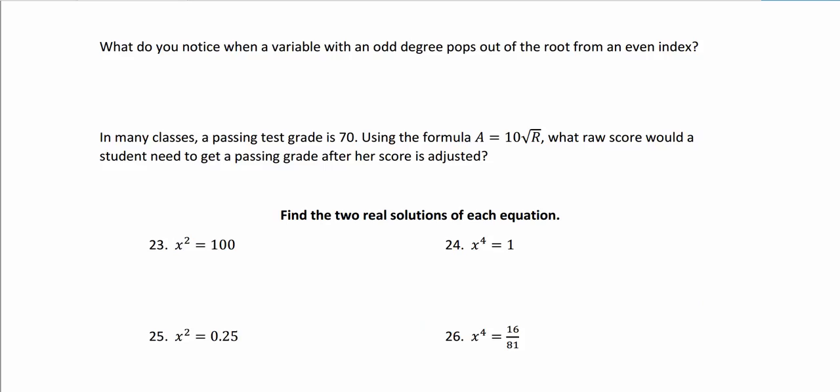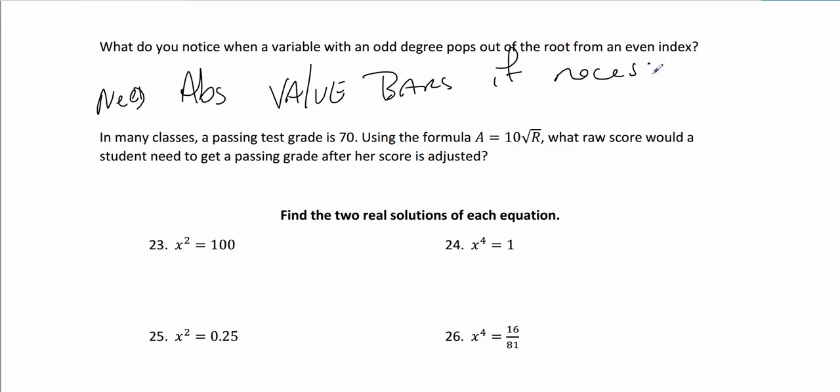What do you notice when a variable with an odd degree pops out of the root from an even index? Okay, what do you notice? Well, we need absolute value bars if necessary. I'm surprised I know how to spell necessary. That's one of those hard little words like aluminum or cinnamon. Okay, maybe those are hard to pronounce. I don't know. If absolute value bars are necessary, you can see this is forewarning for our power assignments online.